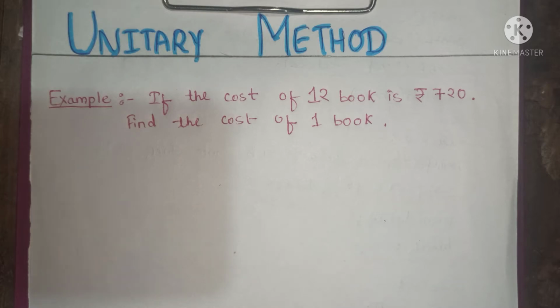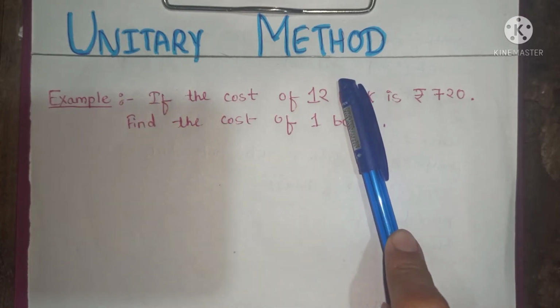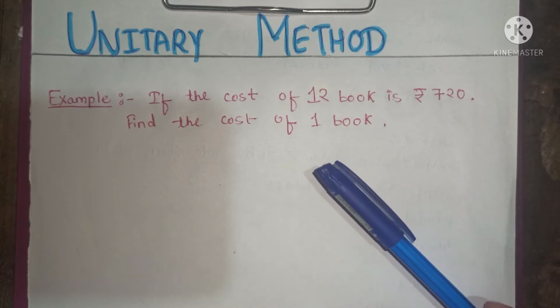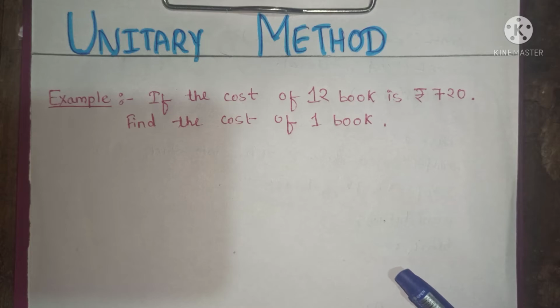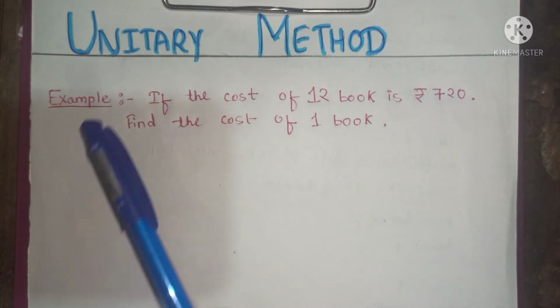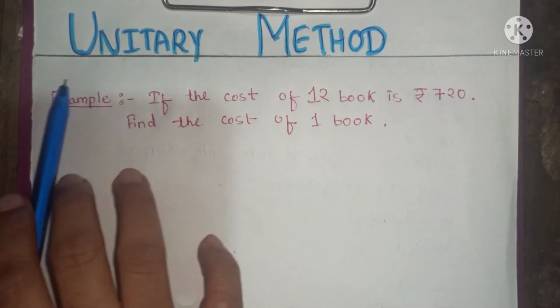Today in this video we will learn about the unitary method. Now what is the meaning of unitary method? It is one of the most important methods in maths which helps us to find the value associated to an individual object. Okay, we can find the value of one object and then we can find the value of a group of objects. See how we can use the unitary method. Okay, unitary means one.